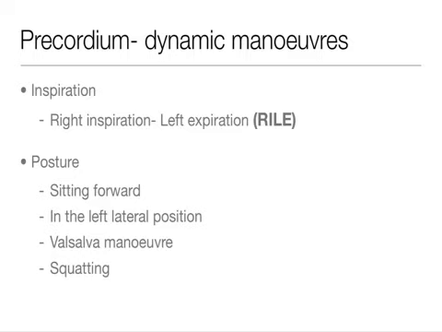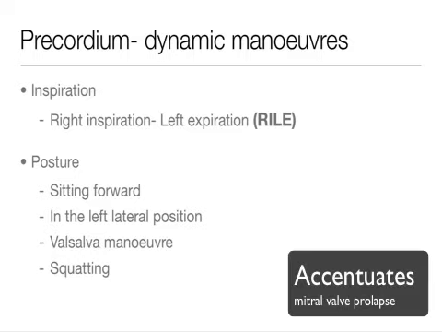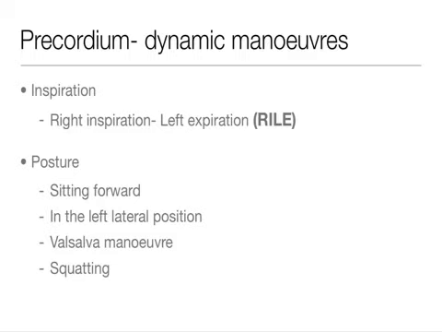The left lateral position accentuates murmurs of mitral origin. A Valsalva manoeuvre, which is forced expiration through a closed glottis, increases the intrathoracic pressure and can accentuate mitral valve prolapse and any murmurs associated with hypertrophic obstructive cardiomyopathy. Squatting increases the venous return to the heart by compressing the deep veins in the legs, and this increases the murmur of mitral regurgitation and aortic stenosis.